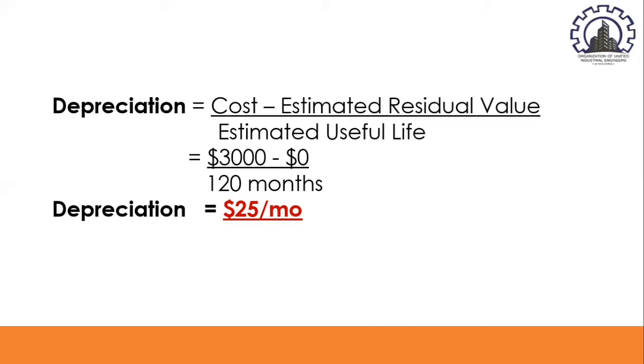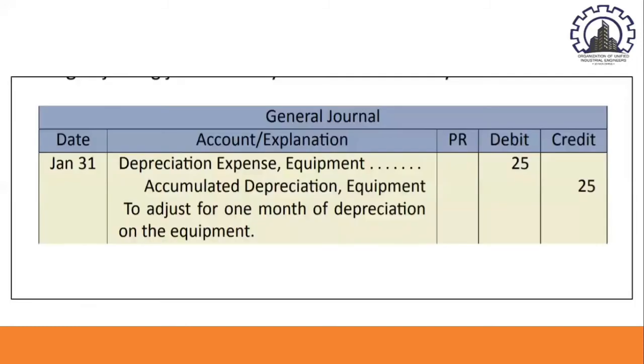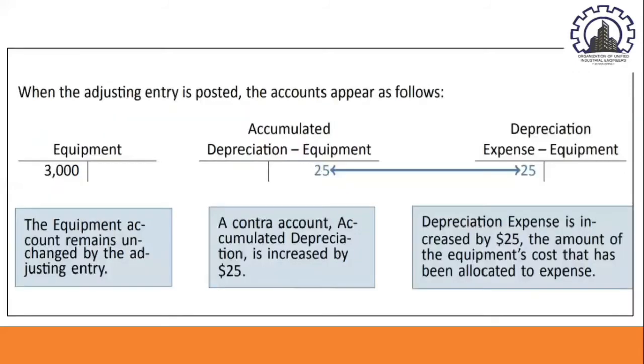So the following adjusting journal entry is made on January 31st. This is how our journal entry would look. Now, when the adjusting entry is posted, the accounts appear as follows. As you can see, this is how the accounts would look.